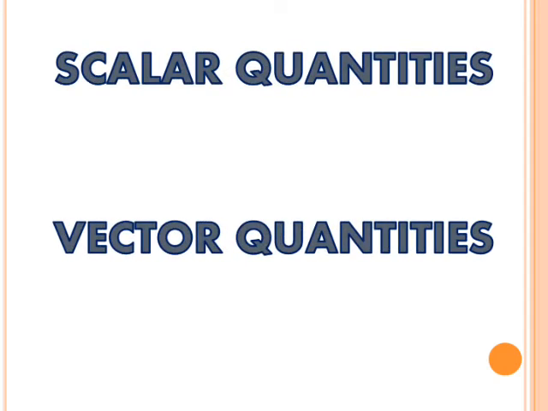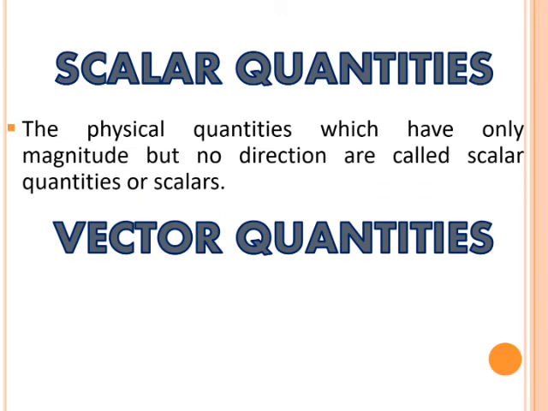Now, there are two types of quantities. The first one is scalar quantity and the second one is vector quantity. The physical quantities which have only magnitude but no direction are called scalar quantities or scalars. Mass, length, time, distance covered, speed, temperature, work, etc. are a few examples of scalars.